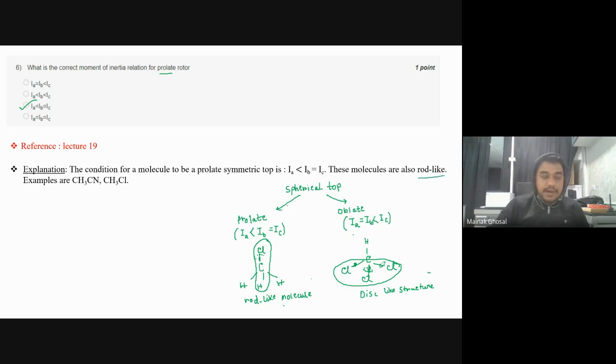What are examples? Examples are CH3CN, CH3Cl. If you go for CH3CN, you can also see that CN is much heavier than hydrogen, so the mass will be confined almost there, and it will show this rod-like structure. So do you understand that? Yes. Okay.